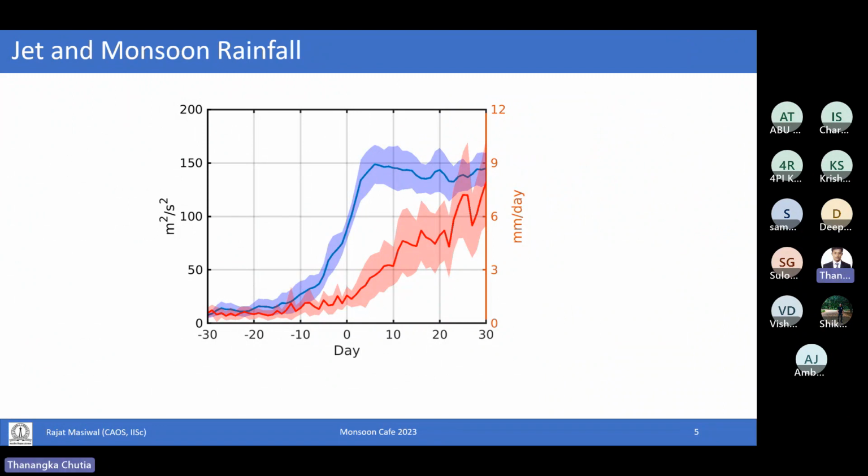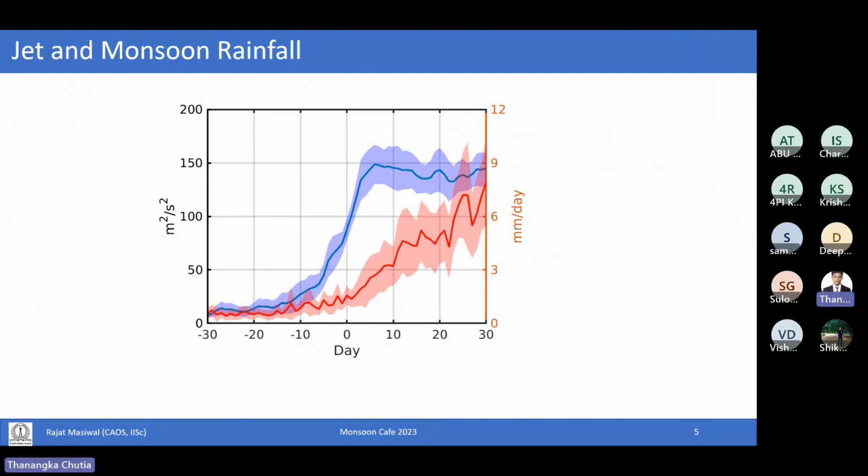And now connecting the Somali jet to the monsoon rainfall, I think Professor Arindam a couple of weeks ago had already shown that the monsoon rainfall is very closely tied to the moisture flux within the Indian domain, and this moisture flux is modulated by the jet.